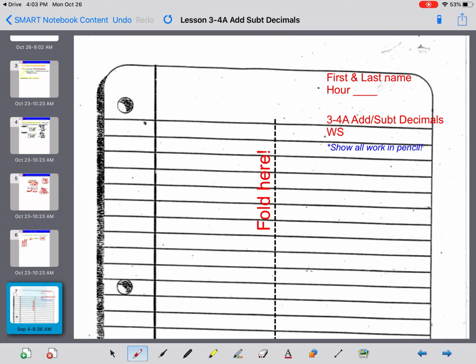All right, give worksheet 3-4A that practices adding and subtracting positive and negative decimals a try.